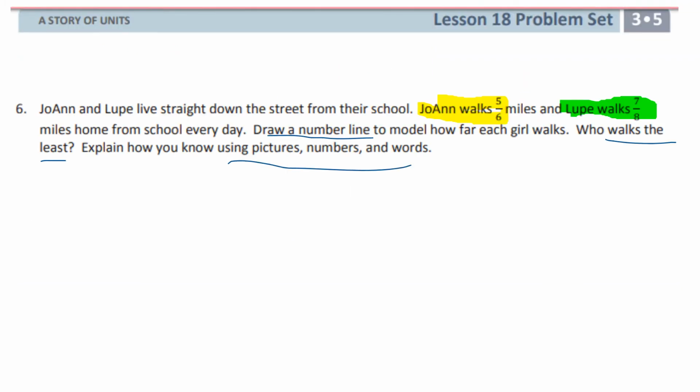So here it says, Joanne and Lupe live straight down the street from their school. Joanne walks 5/6 mile and Lupe walks 7/8 mile from home to school every day. Draw a number line to model how far each girl walks. Who walks the least? How do you know? Using pictures, numbers, and words. So you can draw those number lines again. Take your time.